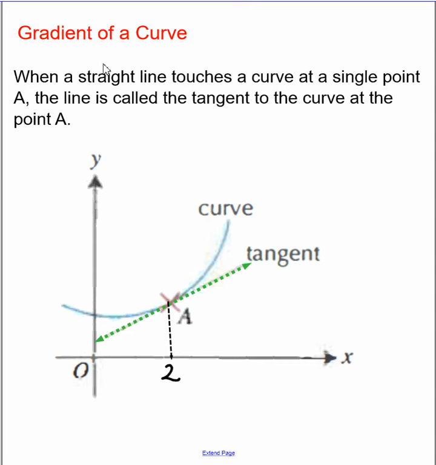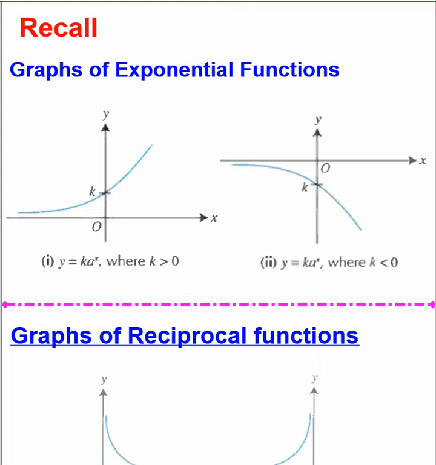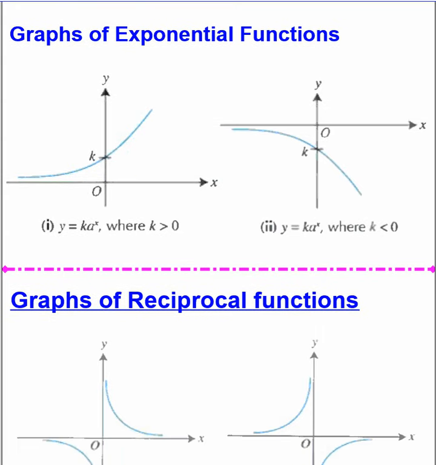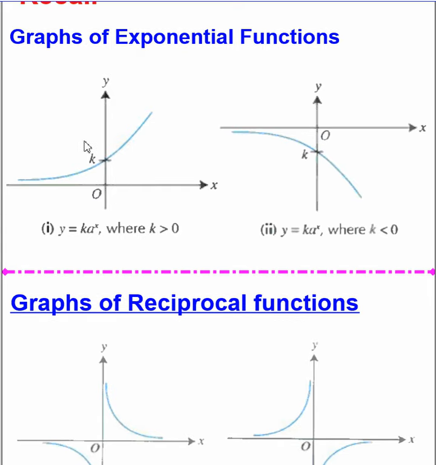In the previous video, I already explained the meaning of tangent and curve. I'm just showing you quickly because I will use this in the question. This is the meaning of tangent: the line which is touching the curve. And very quickly, I will show different types of graphs. Exponential functions have this type of graph.